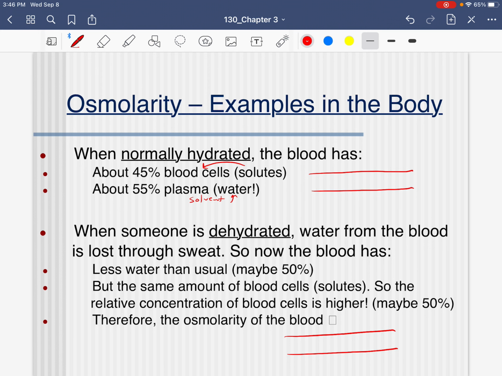So just to let you know, normally the blood has a very high osmolarity because about 55% of the bloodstream is the water or plasma, and 45% are solutes. Can you imagine a 45% sugar Kool-Aid? It would probably have the consistency of quicksand. It would just be mud. It would be so much sugar.